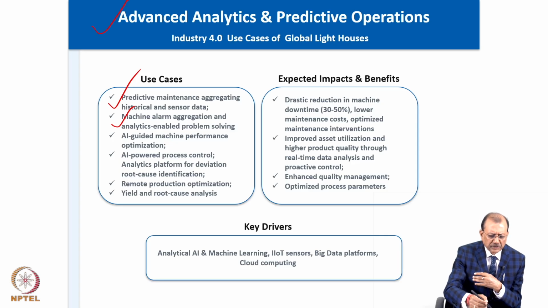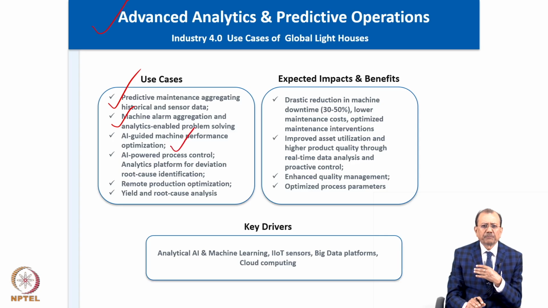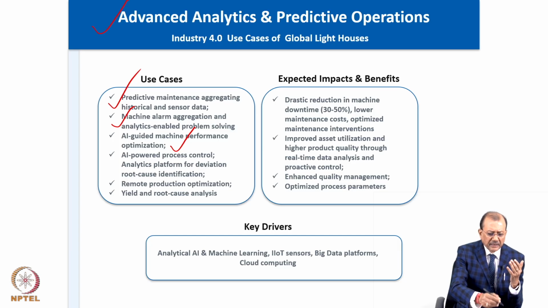Similarly, there are some use cases which govern the machine performance. It is not only the predictive maintenance, but the regular performance of the machine is also being monitored, and how to optimize that performance of the machine. So here also AI enabled algorithms are being used, that this machine or this equipment should be run, should be operated in what manner, with what speed, with what current, like that. So that is also being predicted by AI enabled algorithms.